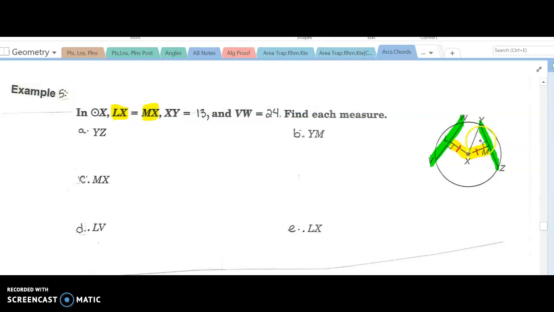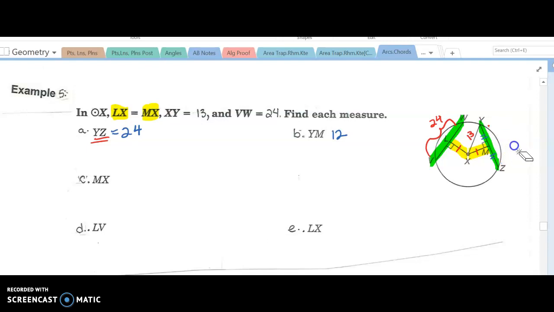Then they also tell us from X to Y is 13, and from V to W, over here, is 24. All right, so first thing we're supposed to find is YZ, from here to here. So we know that that would also be 24 because those two chords are congruent. Then YM is going to be, because this is going to be bisected because of that box, because it's perpendicular, half of that 24, which is 12.